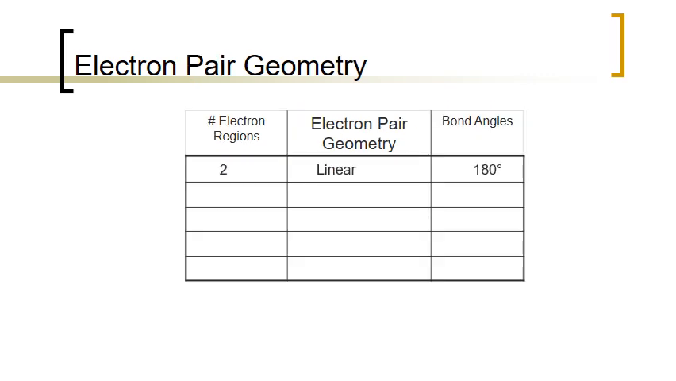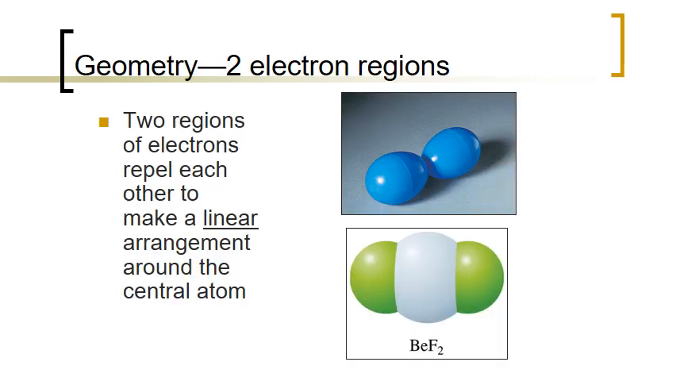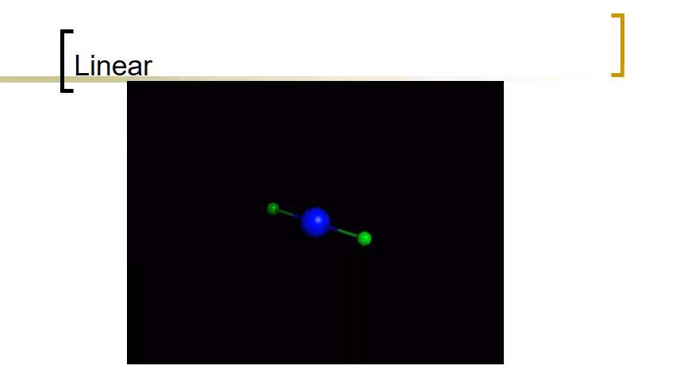If we have two regions, the electron pair geometry is linear, and the bond angle is 180 degrees. Here's a couple pictures of that. Two regions repel each other, they make a straight line. They're going to be on opposite sides of the central atom. Here's a 3D rotation of a linear molecule with two regions around the central atom.